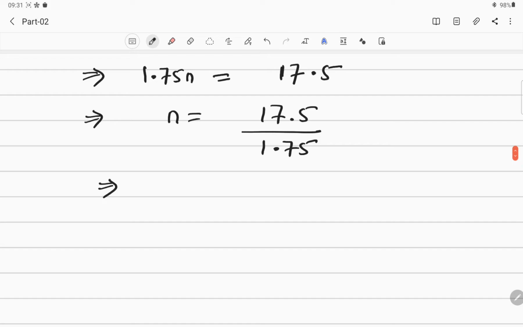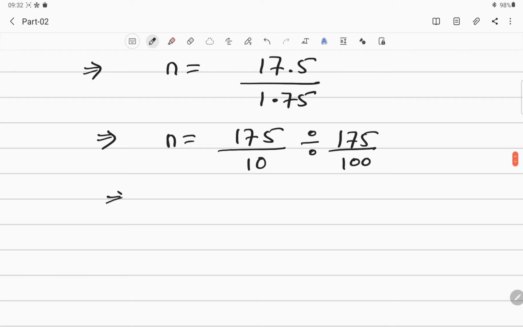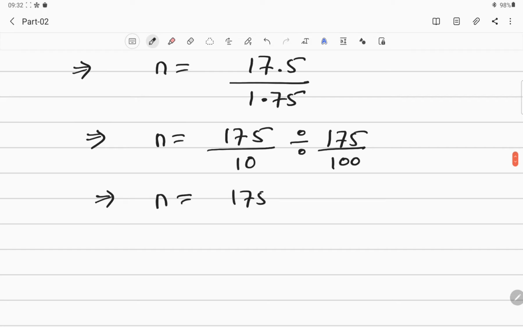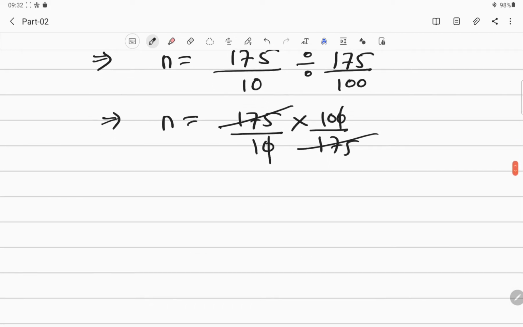Multiply by 10, ones are tens are, otherwise you can do it like this also: 17.5 can be written as 175 by 10, and 1.75 can be written as 175 by 100. Otherwise, if you are not comfortable with these steps, you can take help of fractions: 175 divided by 10 into 100 divided by 175. 175 cancelled, and 0 got cancelled, so the value of n is going to be 10.